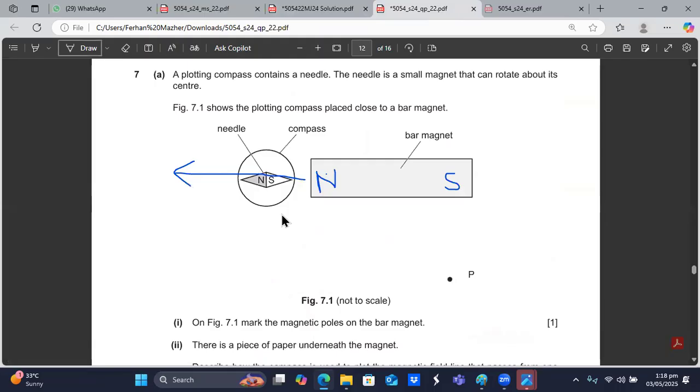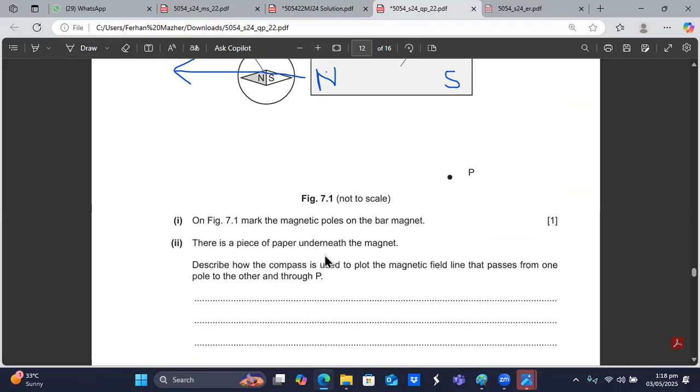Then question number 7A and its second part: there is a piece of paper underneath the magnet, and describe how the compass is used to plot the magnetic field line that passes from one pole to the other through the point P. Very simple. I can put a magnetic compass here at the point P, in such a way that the back of the pointer is coinciding with this dot. Wherever the arrowhead of that compass will point, I put a dot there.